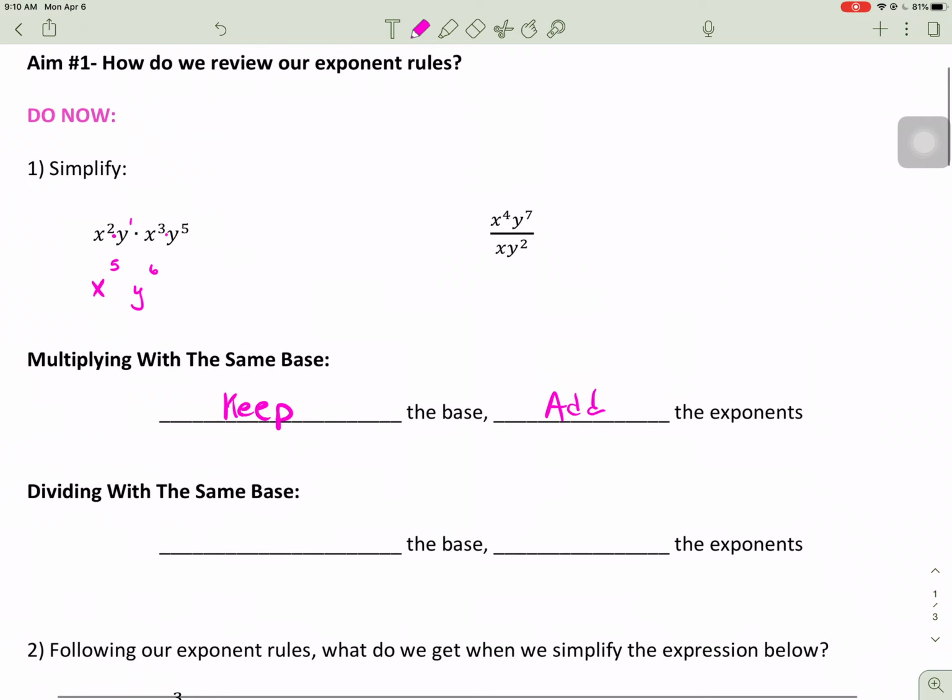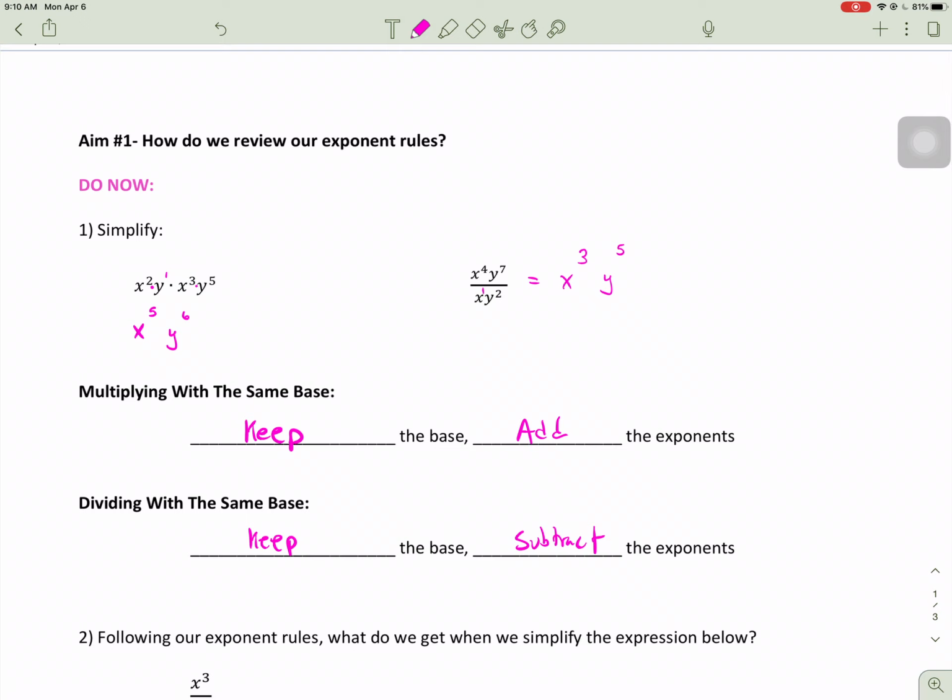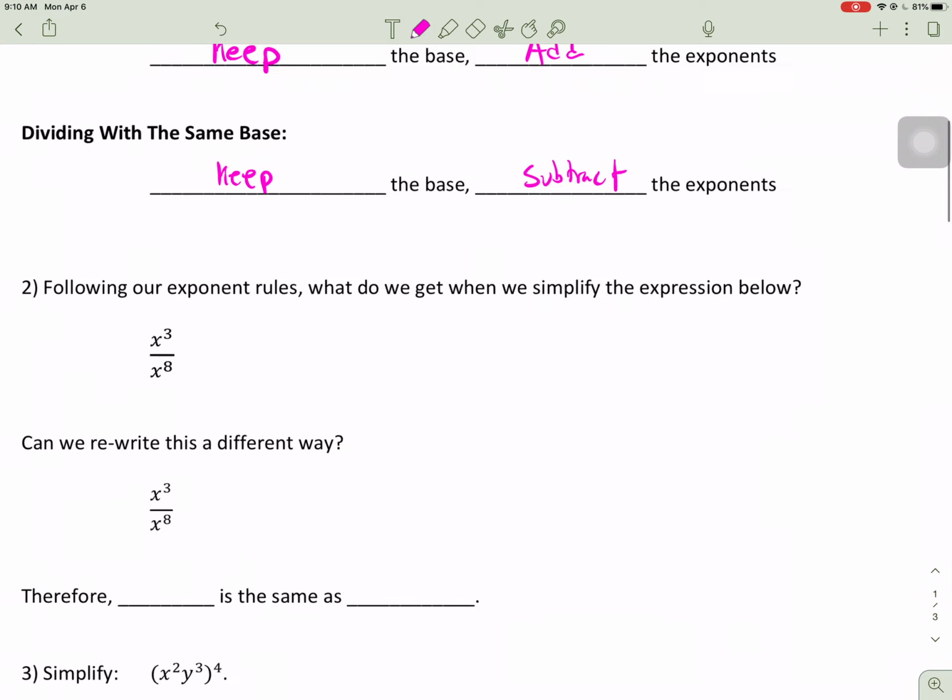All right, what about with division? x to the fourth divided by x to the first, subtract, x to the third. y to the seventh divided by y squared, subtract, y to the fifth. So keep the base, subtract the exponents.